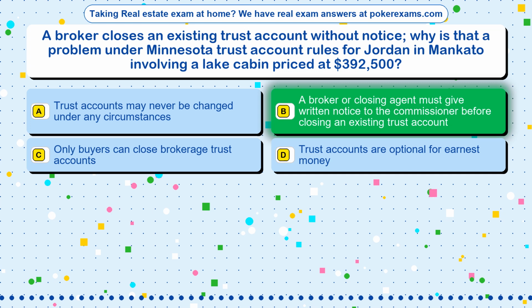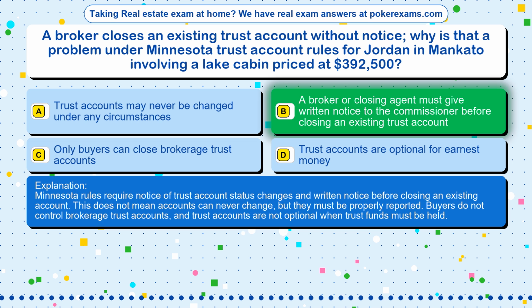The correct answer is option B. A broker or closing agent must give written notice to the commissioner before closing an existing trust account. Minnesota rules require notice of trust account status changes and written notice before closing an existing account. This does not mean accounts can never change, but they must be properly reported. Buyers do not control brokerage trust accounts, and trust accounts are not optional when trust funds must be held.